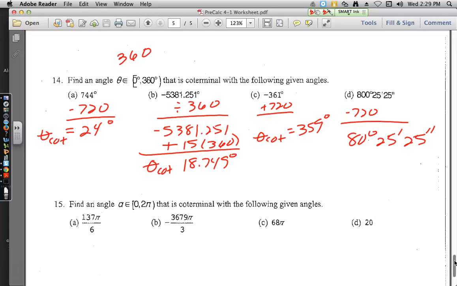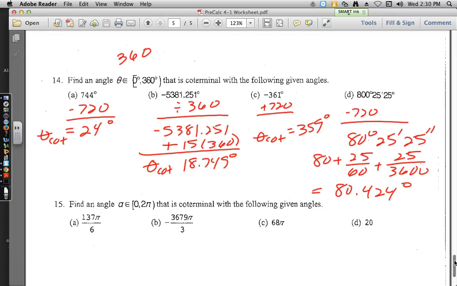And if you wanted this in degrees, you could go ahead and punch in 80 plus 25 over 60 plus 25 over 3,600. And that will come out to 80.424 degrees for number 14.